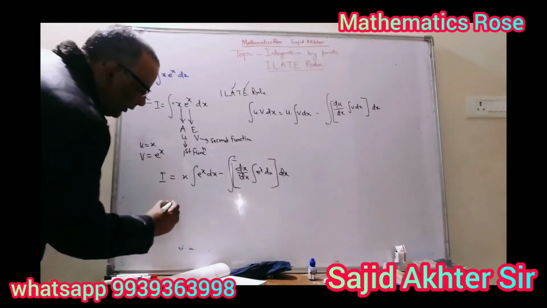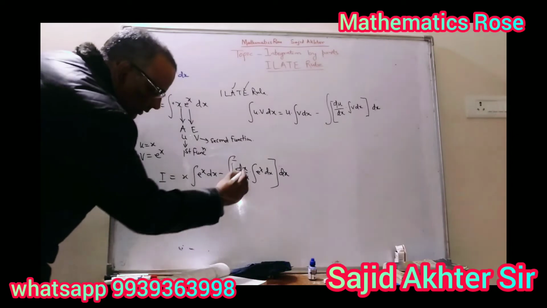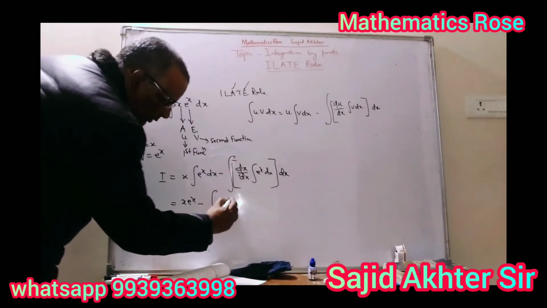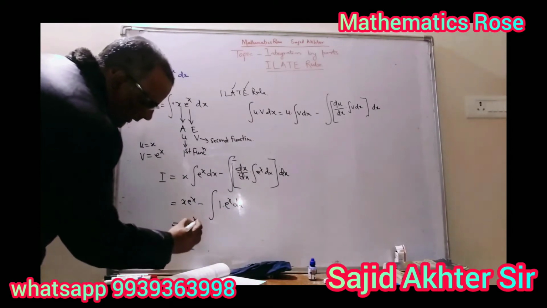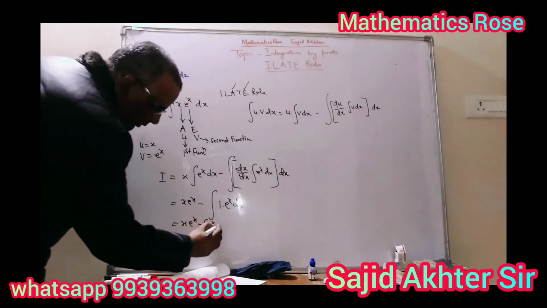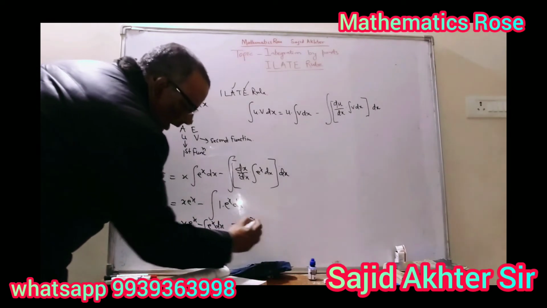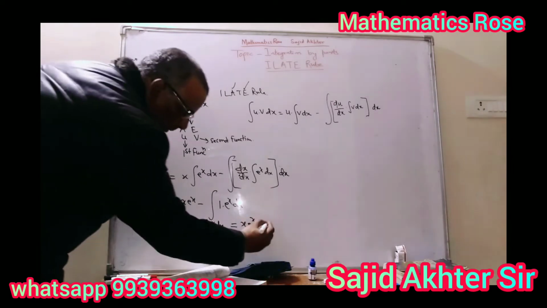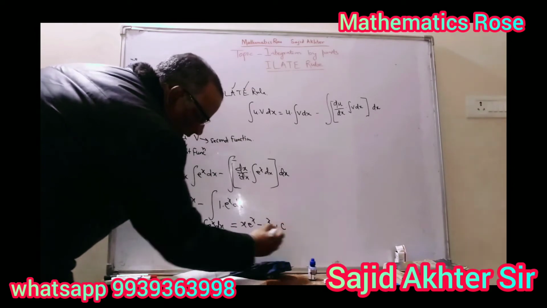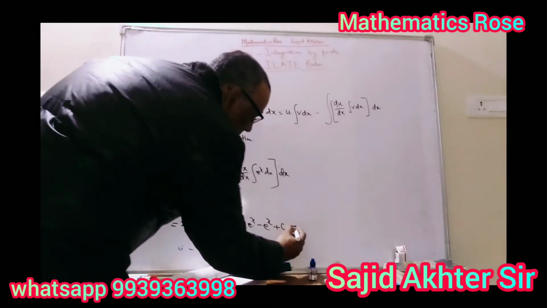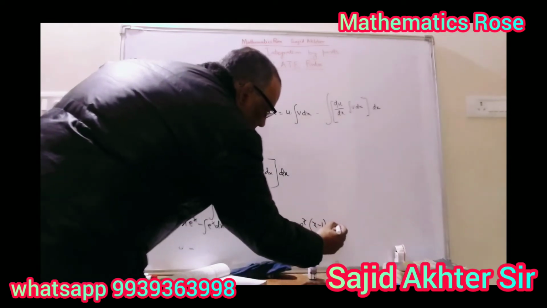The integration of e to the power x is e to the power x, and the differentiation of x is 1. So here we have x e to the power x minus the integration of e to the power x. Integration of e to the power x again is e to the power x, plus c, the constant of integration. Now we will take e to the power x common, so x minus 1, plus c.